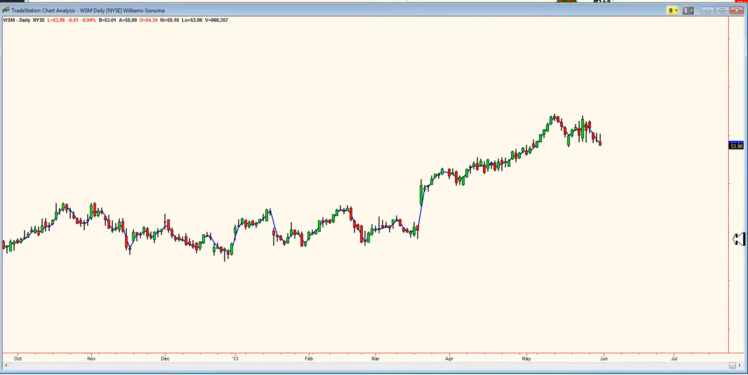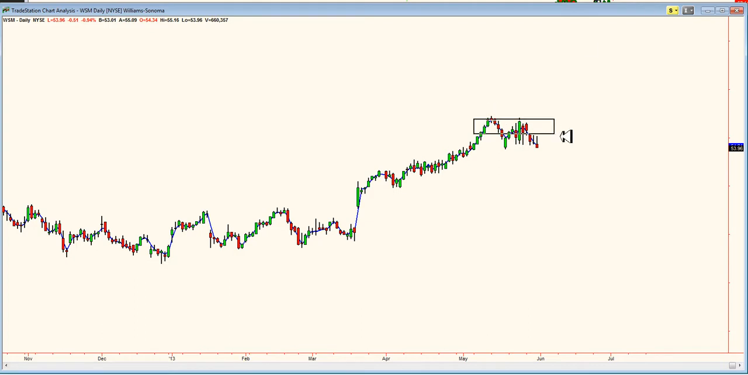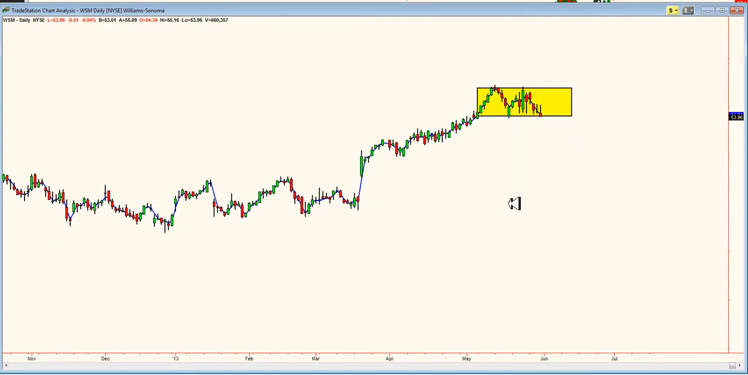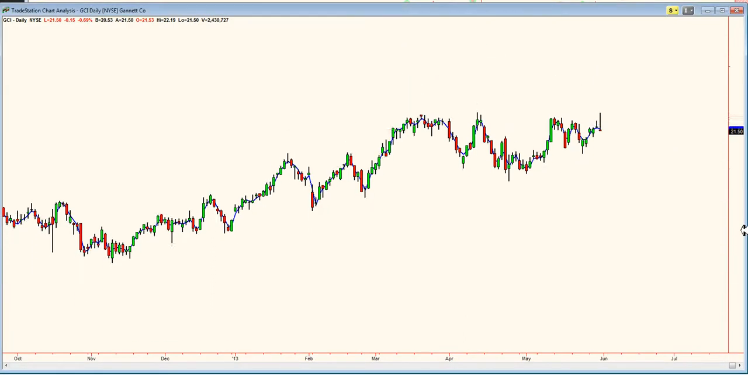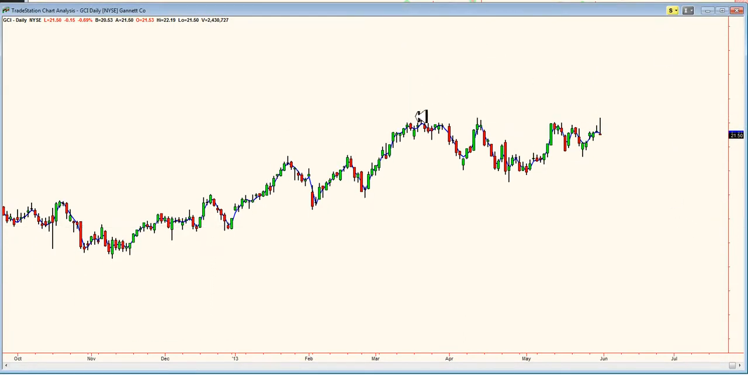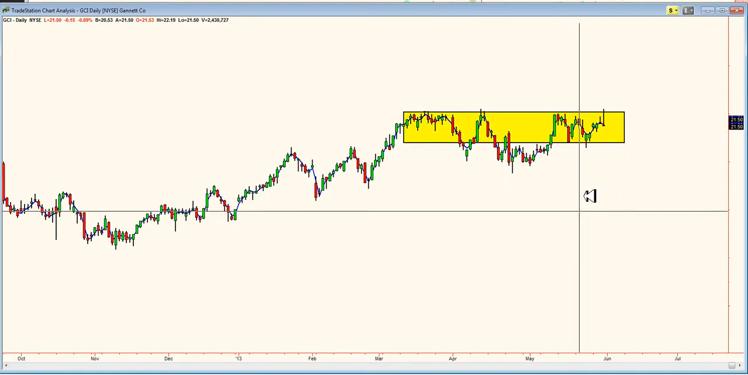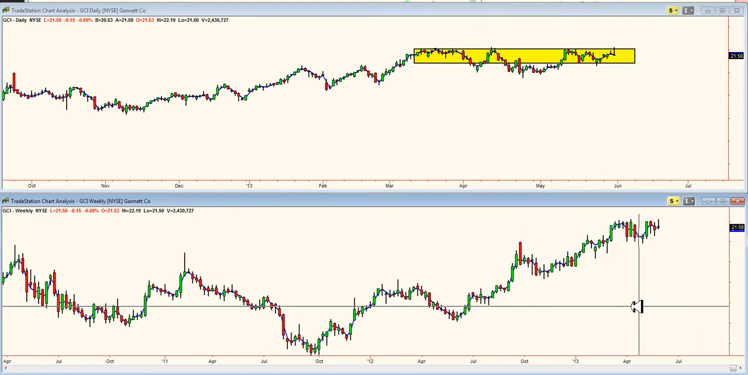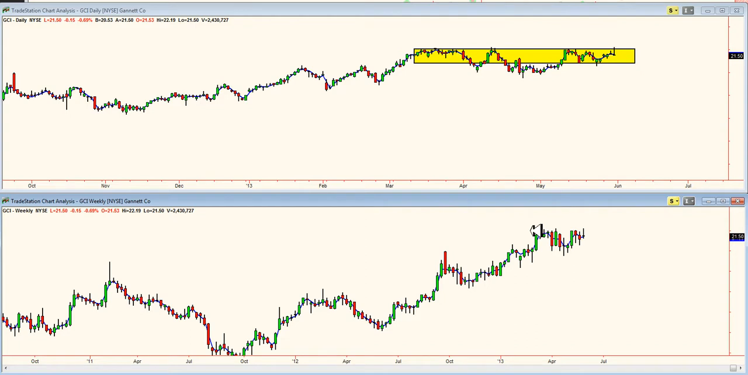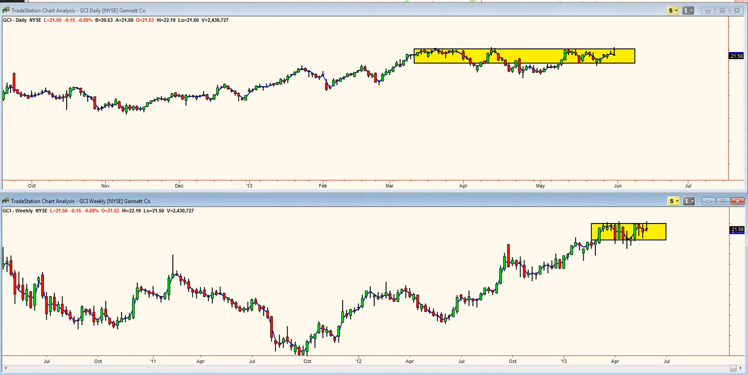WSM, clearly defined box, could be getting ready to break down. Could be getting ready to hold it. We don't know yet. That's why we draw a box. How about GCI? Clearly defined resistance level up there. Now you could have a bigger box here or a smaller box here. Whatever the case, you can look at the weekly chart also to help you. Look at your weekly chart. Doing what? Clearly defined areas of support and resistance.